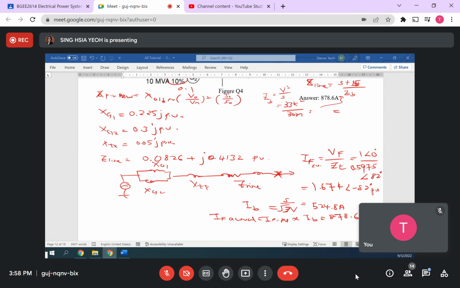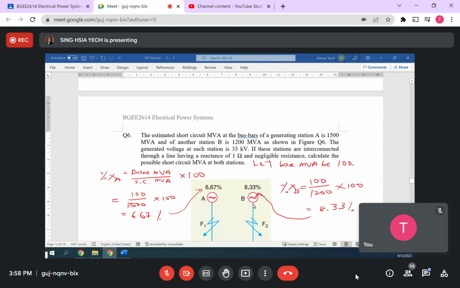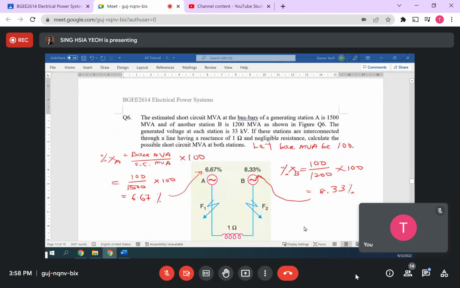Okay, because it's impossible. Why I say so? Because I add in this resistance value, then only I get this one. How come you didn't add? Then you can get the same answer as mine. I believe you'll be able to get the same answer. Okay, then we get back to this question. This one, are you okay?